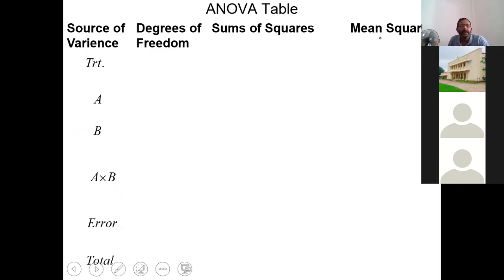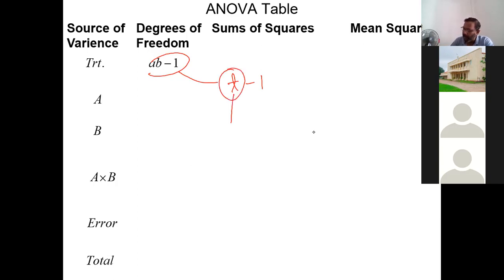Right, total. Now we will come to the degrees of freedom. In CRD, the degrees of freedom, go back and see, T minus 1. Go back and look at your CRD notes, T minus 1. So this T is now comprised of two components, A and B. So we can write it as AB minus 1.